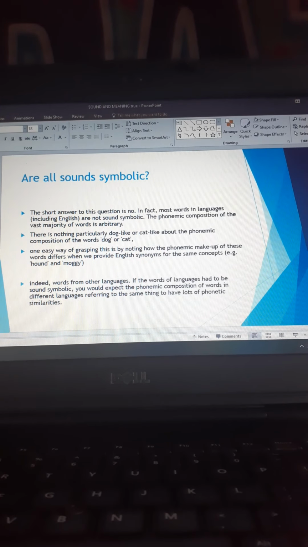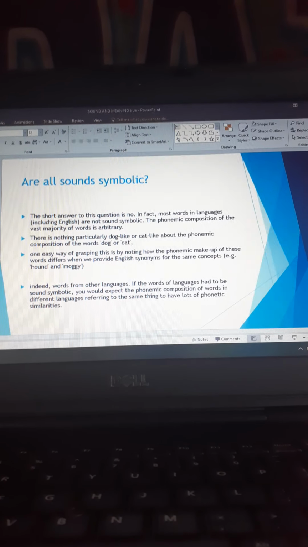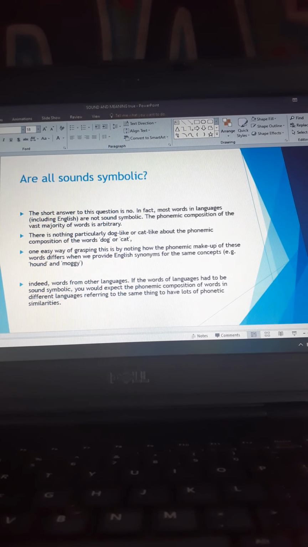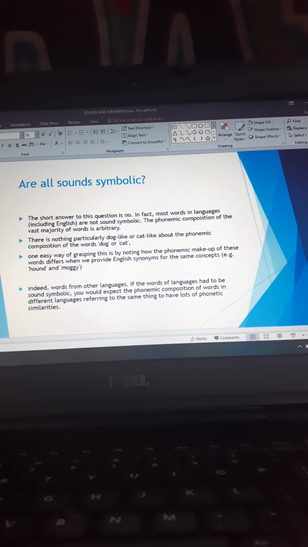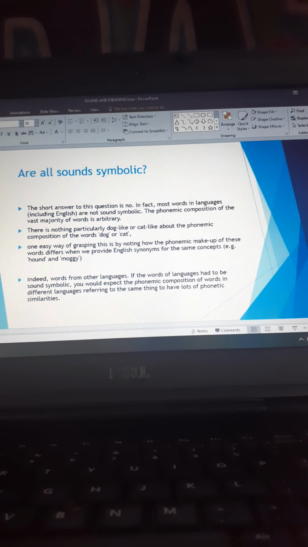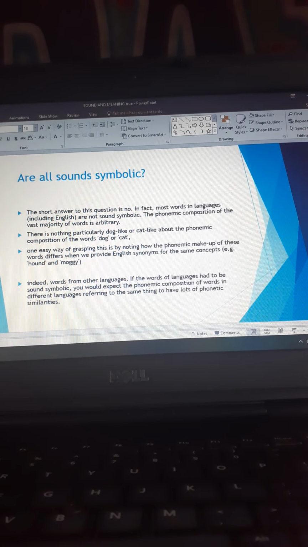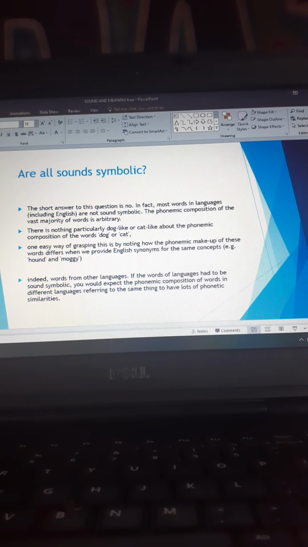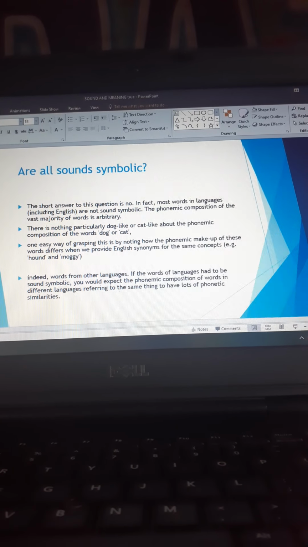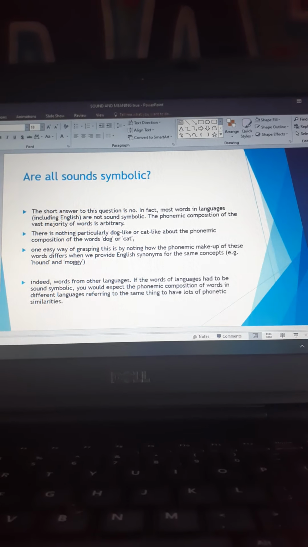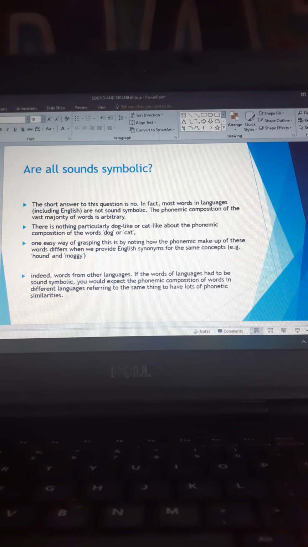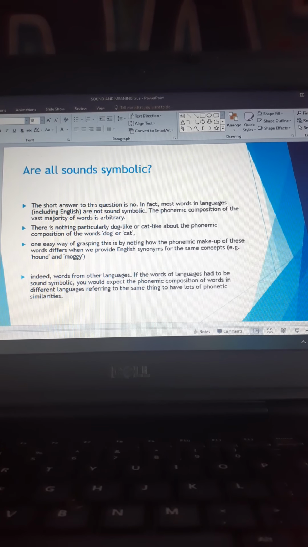One easy way of grasping this is by noting how the phonemic makeup of these words differs when we provide English synonyms for the same concepts, for example hound and moggy. Indeed, if the words of languages had to be sound symbolic, you would expect the phonemic compositions of words in different languages referring to the same thing to have lots of phonetic similarities.